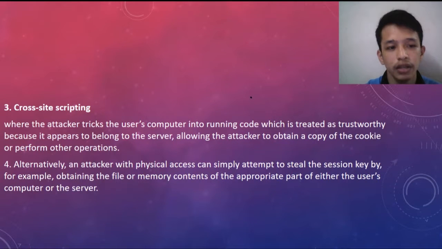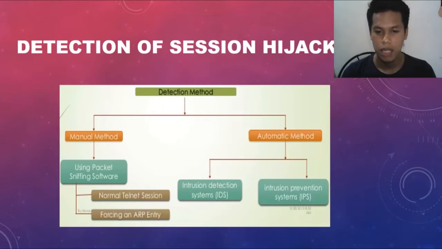For cross-site scripting, the attacker tricks the user's computer into running code which is treated as trustworthy because it appears to belong to the server, allowing the attacker to obtain a copy of the cookie or perform other operations. Alternatively, an attacker with physical access can simply attempt to steal the session key, for example by obtaining the file or memory content of the appropriate part of either the user's computer or the server system, IDS and intrusion prevention system IPS.